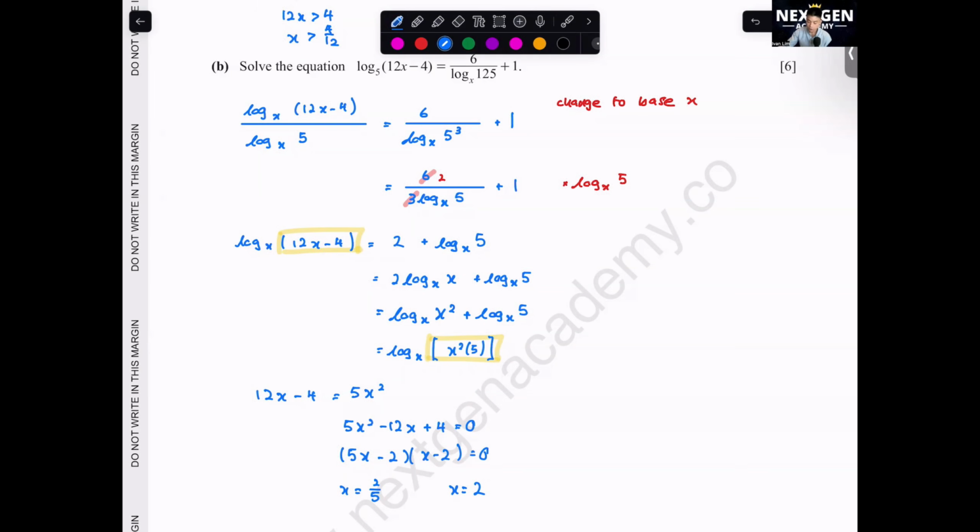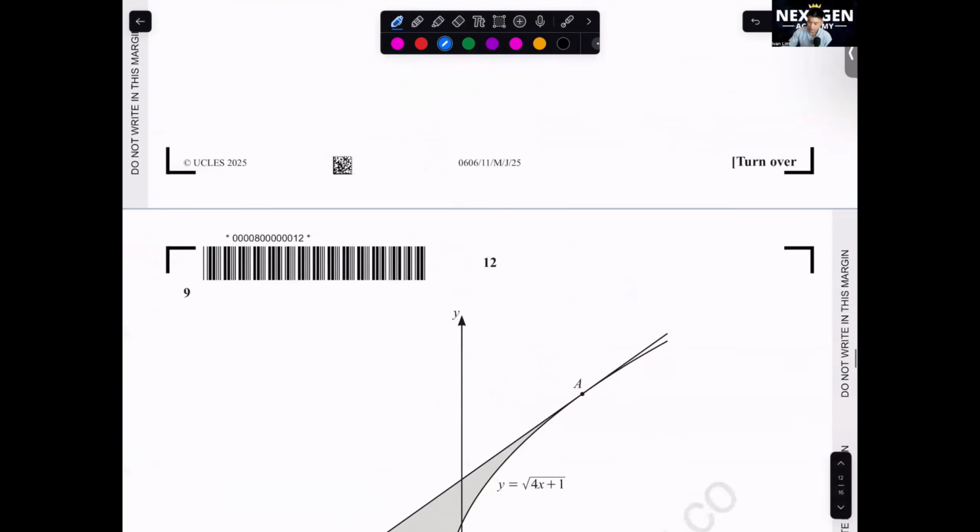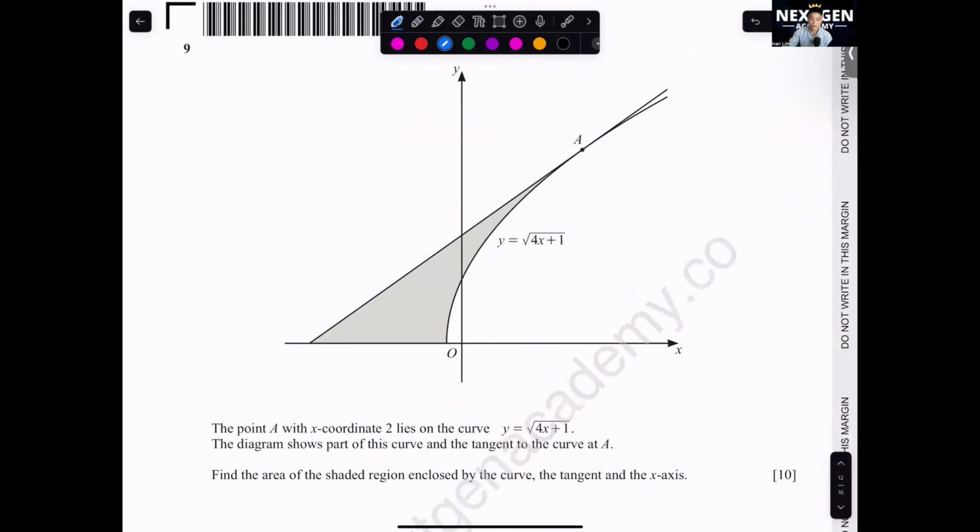Just now a lot of you said you don't know how to do number 9, right? Just that it's very long. This is my worst fear: 1 question, 10 marks. This one, if you mess up 1 step, the whole thing will be wrong already.